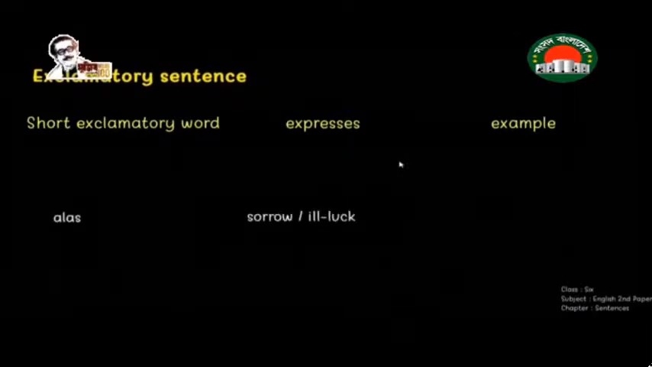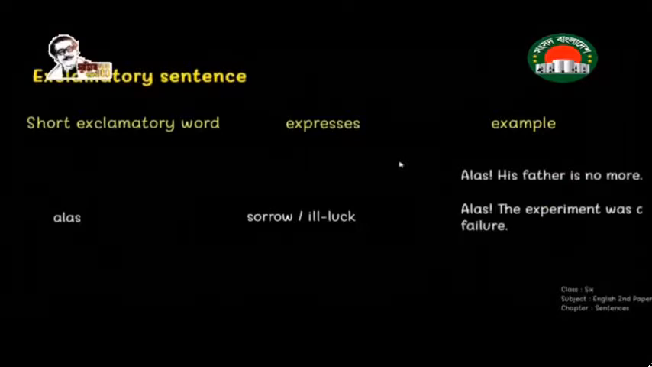Alas! Sorrow or ill luck. For example, alas! His father is no more. Or, alas! The experiment was a failure. So, here alas is saying something about sorrow or ill luck. These are the exclamatory words by which we can make exclamatory sentences. Now we will go to the practice session.